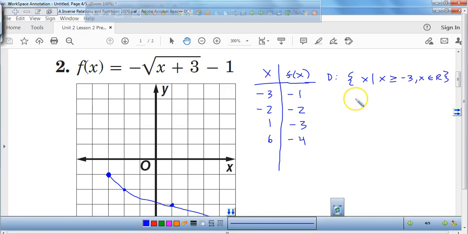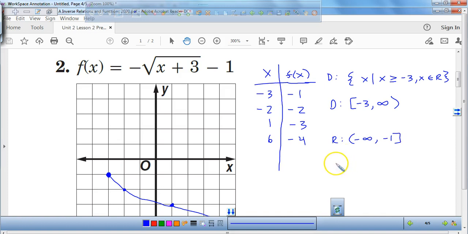In interval notation, we would say hard bracket -3 to infinity. That's the domain for this. The range starts at -1 and goes down. So basically the range goes from -infinity all the way to -1, and we do a hard bracket.